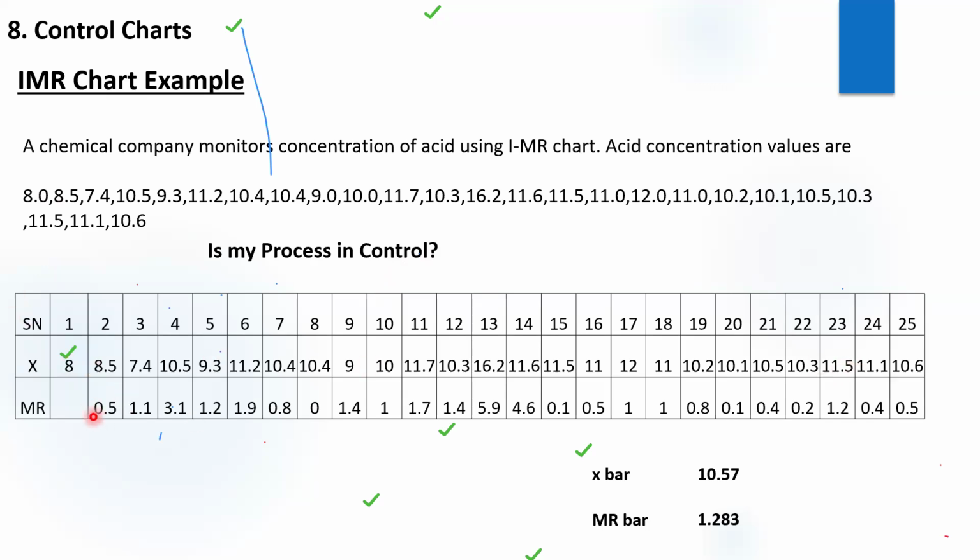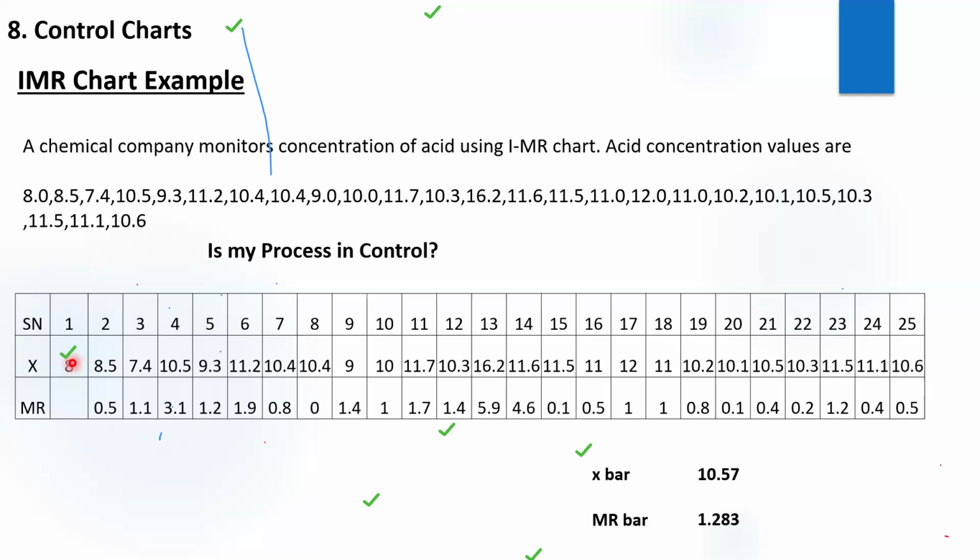I will write down the moving range. Moving range means this minus this, this minus this, like that. That is the difference between these two, these two, these two, these two. This is called moving range. So these are my X values, and these are my moving range. IMR means individual moving range. Individual means X and MR means moving range.